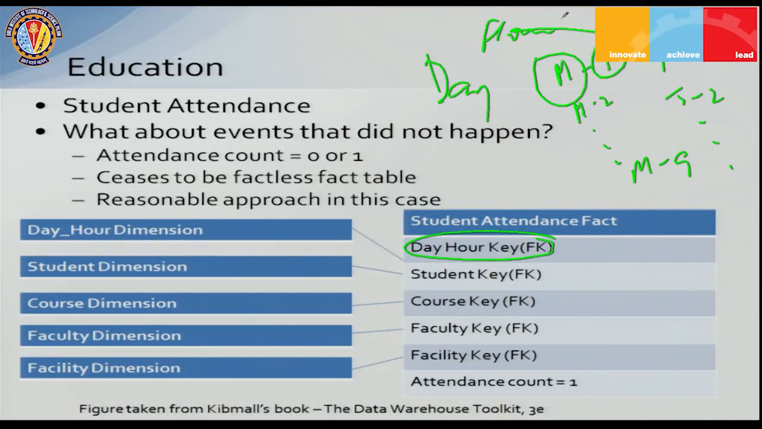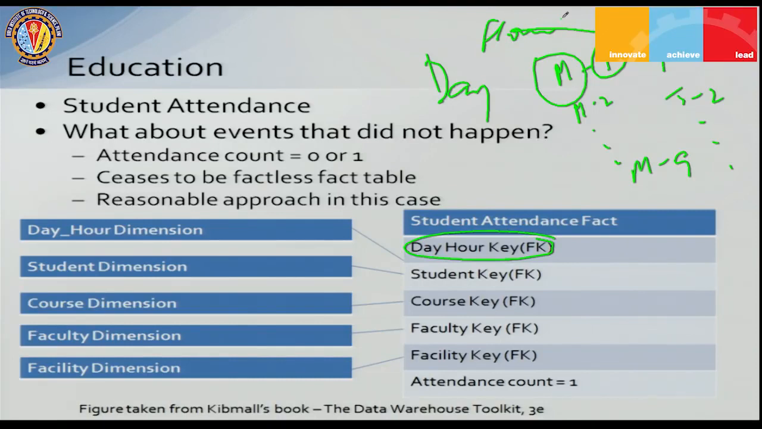So each hour, 1 means from 8 a.m. to 8:50 a.m. Hour 2 means 9 a.m. to 9:50 a.m. and so on. So we have classes till 5 p.m. So 9th hour is basically 4 p.m. to 4:50 p.m. So we call it the day hour. So there has to be a day hour key, because when I'm talking about attendance, students would be attending classes in these hours. So we need to track which hour of the day and which day he is attending classes.